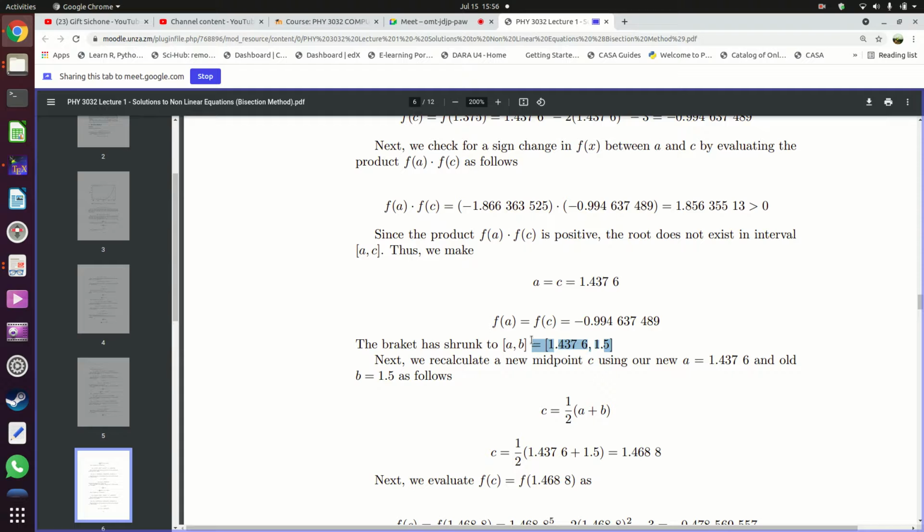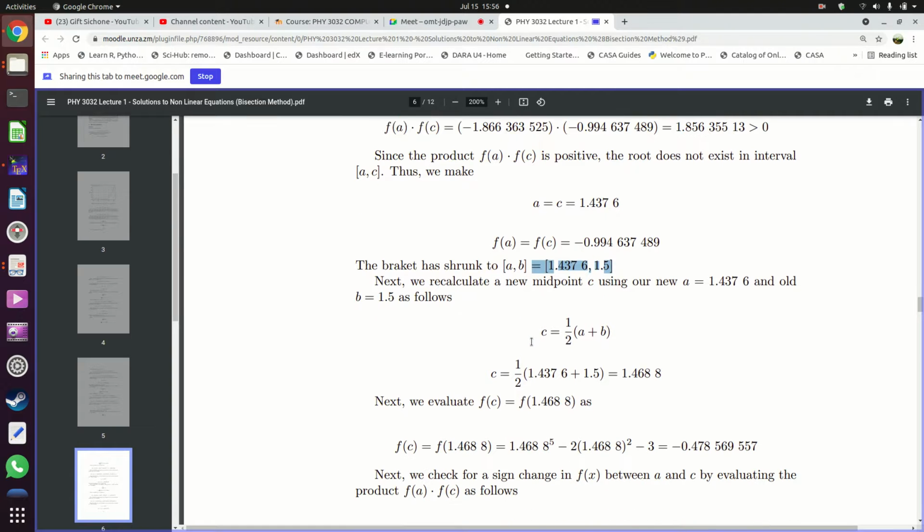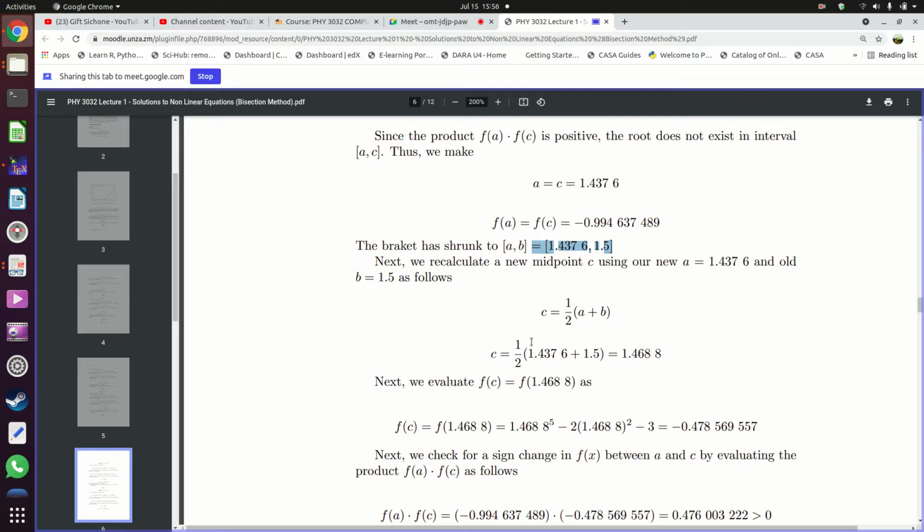You keep on doing this. The other thing you notice is that if your bracket is too big, it means that you have to do this more. It's more time consuming. So you need more steps, more repetitions. So you always have to start with a bracket which is fairly small. Even in our case where we started with a bracket of 0 to 2, you can see how many steps we have gone through.